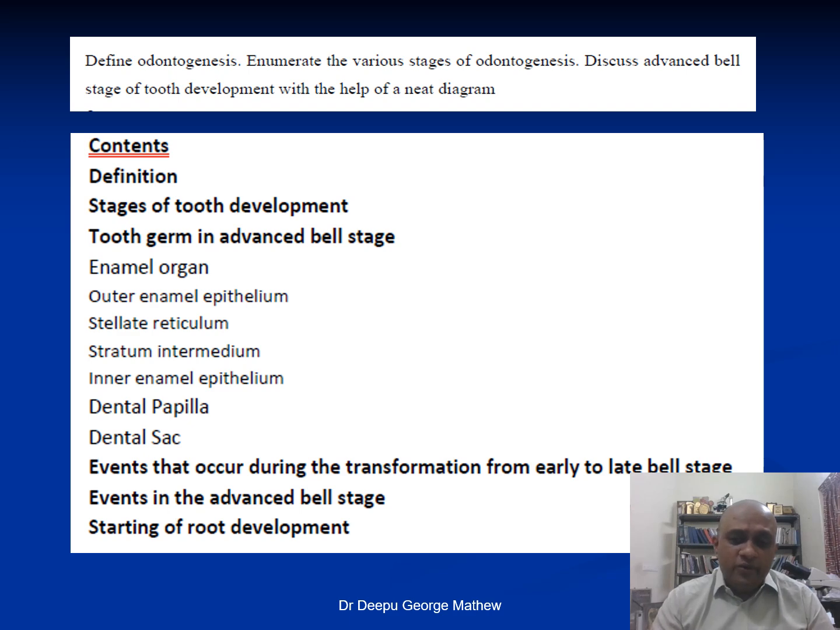And so what you can do is explain these components as they are in the early bell stage, and say what happens to them during the advanced bell stage. That way, enough explanation and enough content will be there in your essay question.